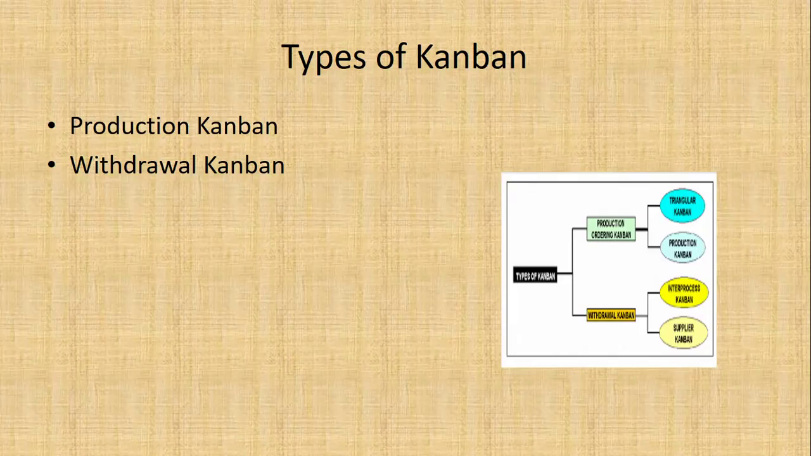Supplier Kanban connects external suppliers with internal production needs. Electronic Kanban or e-Kanban uses digital tools for real-time tracking. Each type ensures that materials and information flow efficiently across the supply chain.